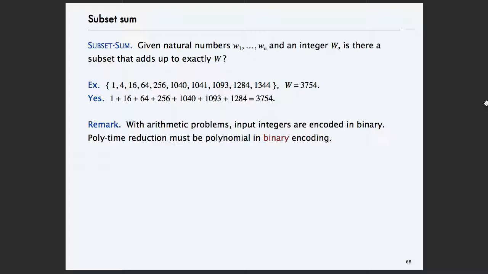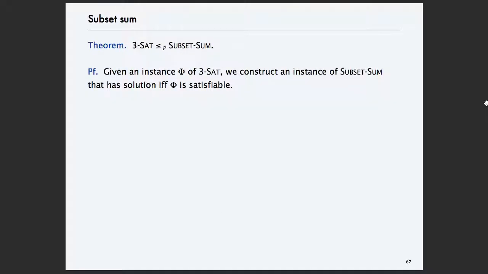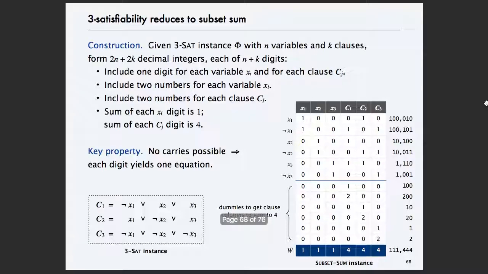Just to be slightly more precise, we will assume that integers are encoded in binary for doing arithmetic problems. So the size is the number of bits in binary. And 3-SAT reduces to subset sum, in horrible, horrible ways.